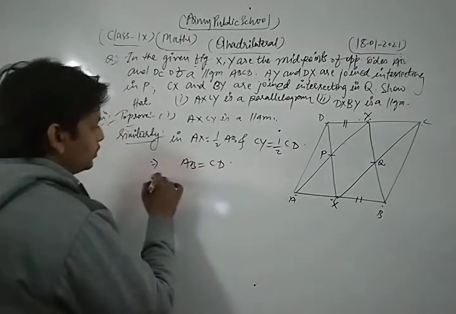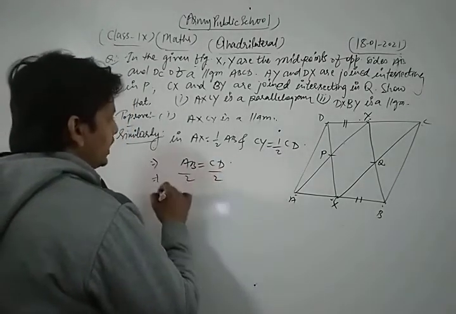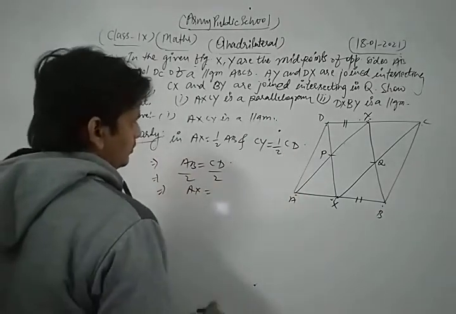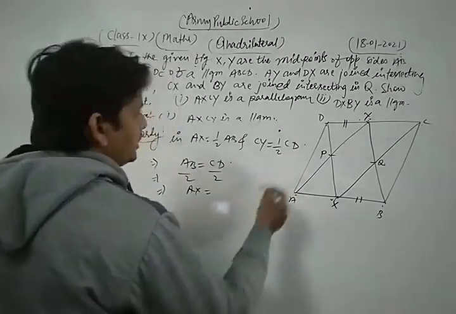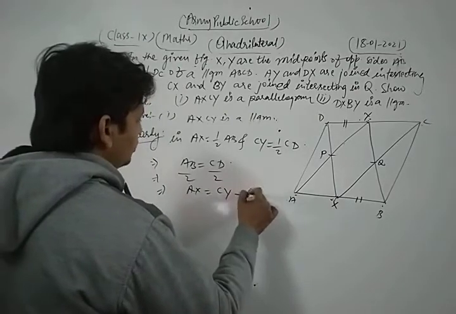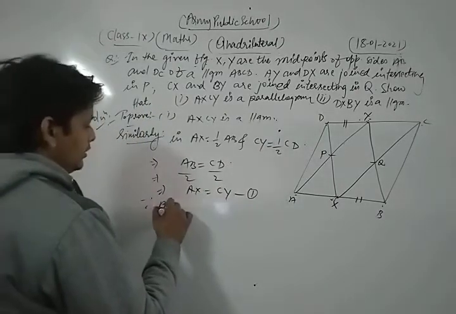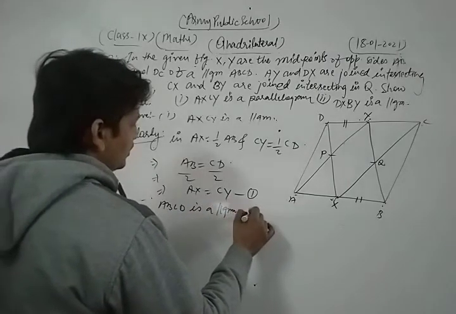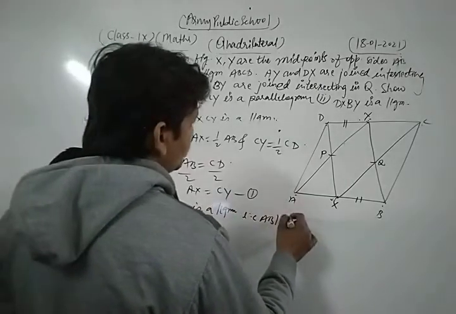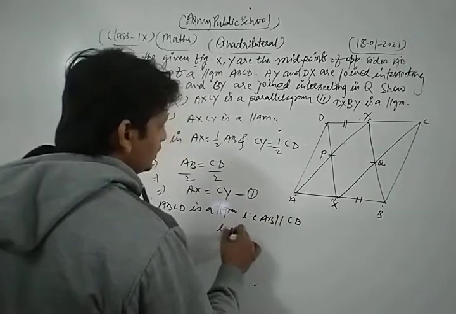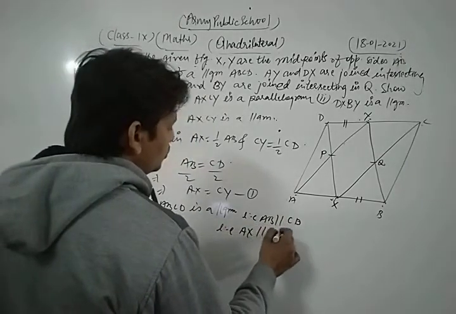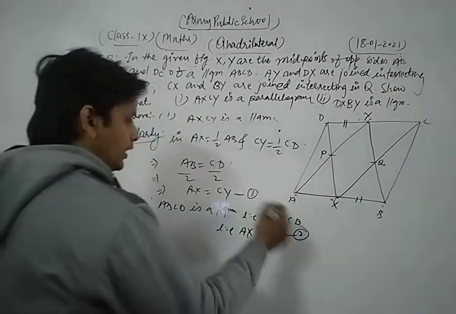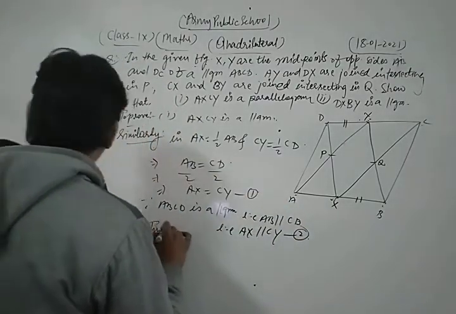Now we divide both sides by 2. So we get half of AB, which we write as AX, and half of CD, which we write as CY. We take this as equation number 1. Since ABCD is a parallelogram, AB is parallel to CD, that is, AX is also parallel to CY. We take this as equation number 2.